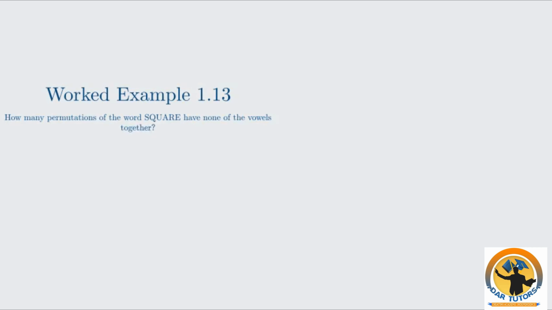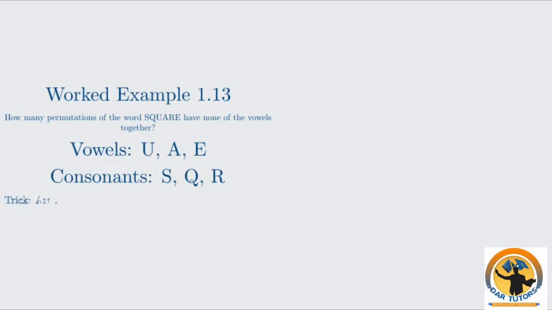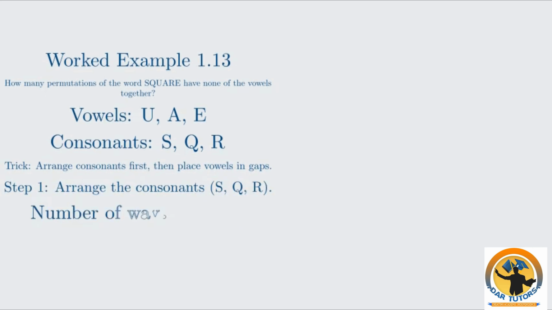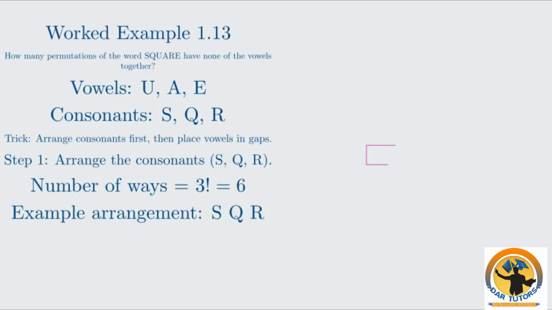Now, let's look at the opposite constraint, when objects must be kept apart. This requires a different strategy. How many permutations of the word SQUARE have none of the vowels together? The vowels are U, A, E. The consonants are S, Q, R. The trick here is to first arrange the objects that are not restricted and then place the restricted objects into the gaps created. First, arrange the 3 consonants. This can be done in 3 factorial, or 6 ways.